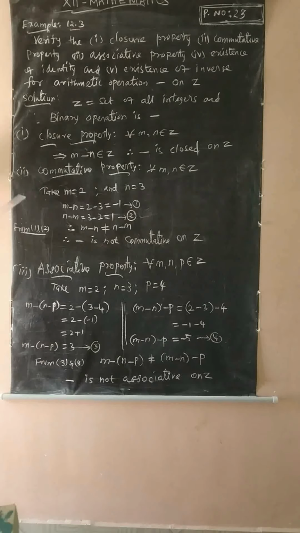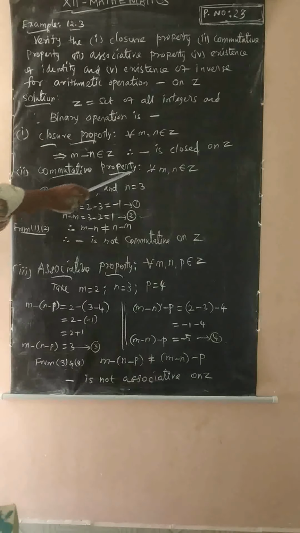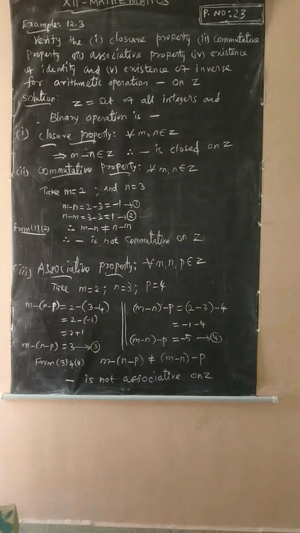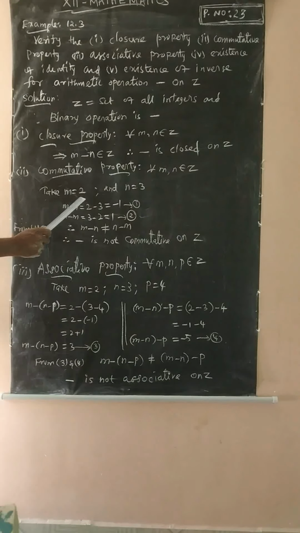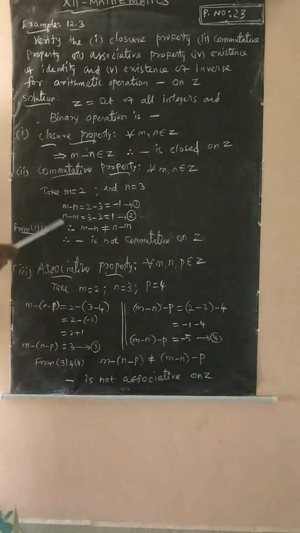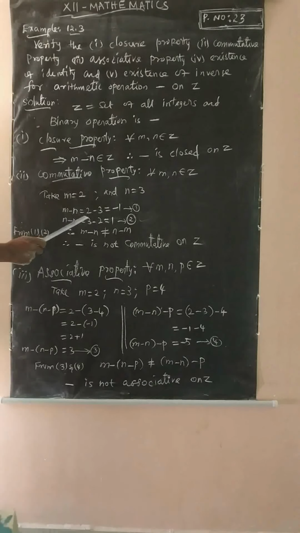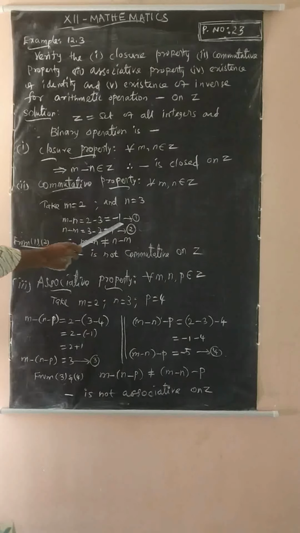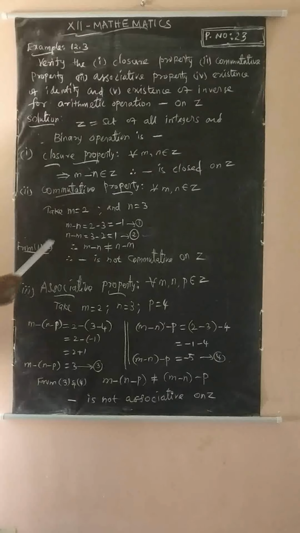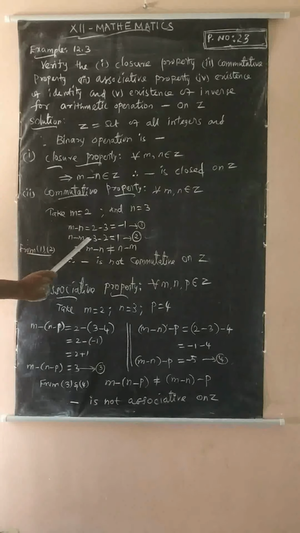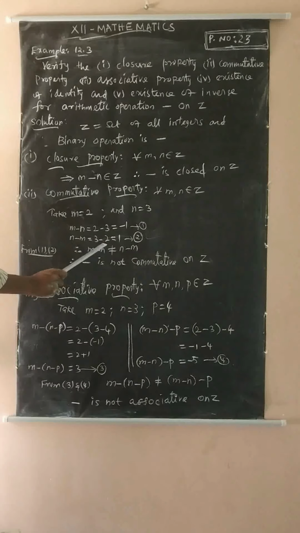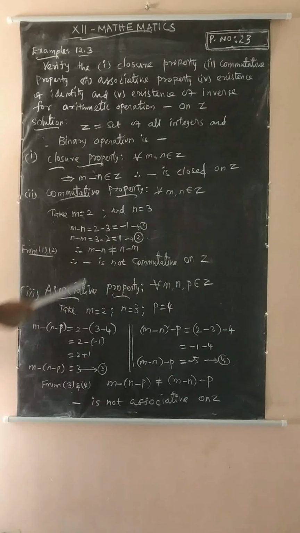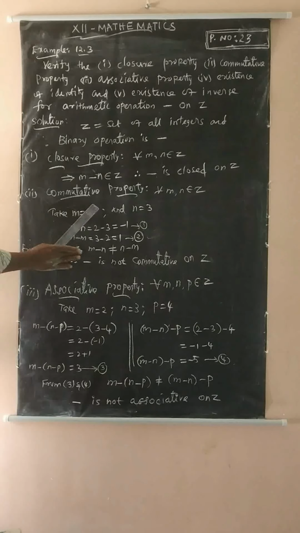Okay, next. Second one commutative property. For every m comma n belongs to Z. So now we have to choose two elements. Take m equal to 2 and n equal to 3. We can choose any elements. So commutative property means left side m minus n. M minus n is equal to what? 2 minus 3 is minus 1. Take it equation 1. So next part is what? N minus m. 3 minus 2 is what? 1. Equation number 2.